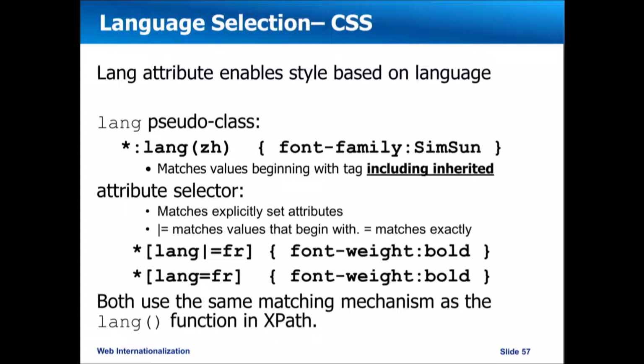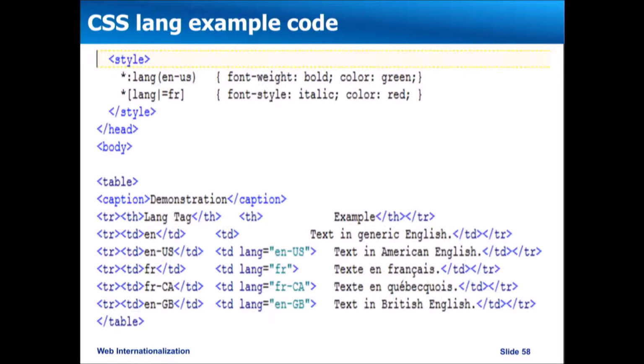Now, attribute selector can be a little bit more specific. If you use an equal sign, it matches exactly the attributes you set. If you use the pipe equals, then it uses it as the beginning of the tag. So if I do lang pipe equals FR, it's any tag that begins with FR will work. And so I'll give you an example here.